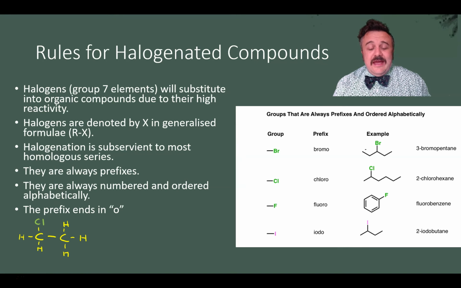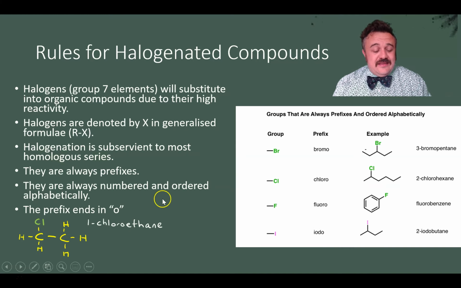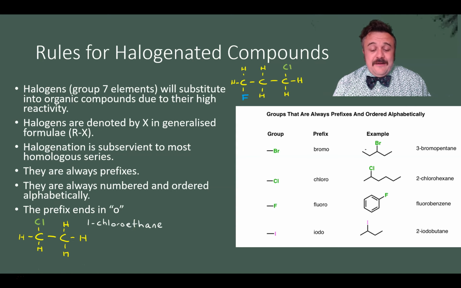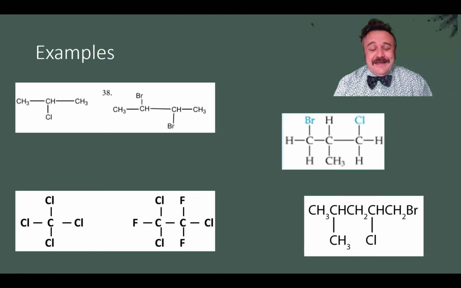So here we have a halogenated alkane, and this is 1-chloroethane. And you'll see that it doesn't matter, it could be either end, it's always going to be 1-chloroethane. Here we have a fun one, and we've got to bring in the numbering according to the alphabet. So chloro gets the lowest because it's first in the alphabet, so it becomes 1-chloro-3-fluoropropane.